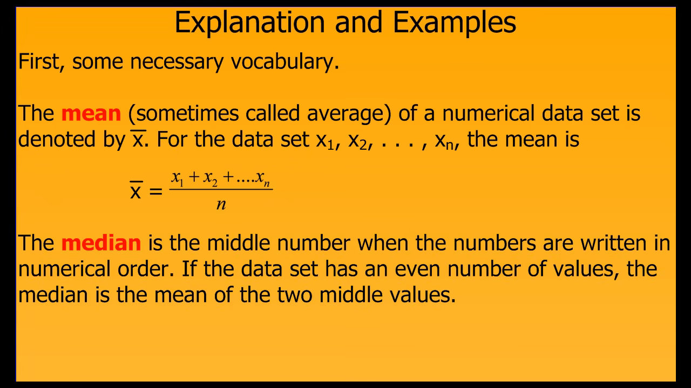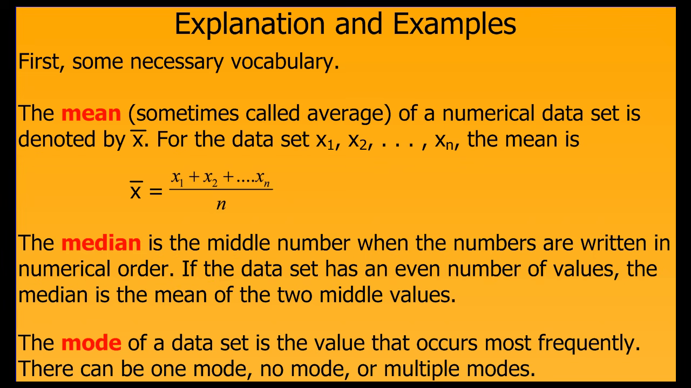The median is the middle number in a data set where the numbers are written in numerical order. If the data set has an even number of values, the median is then the mean of the two middle values. The mode of a data set is the value that occurs most frequently. There can be one mode, no mode, or multiple modes.